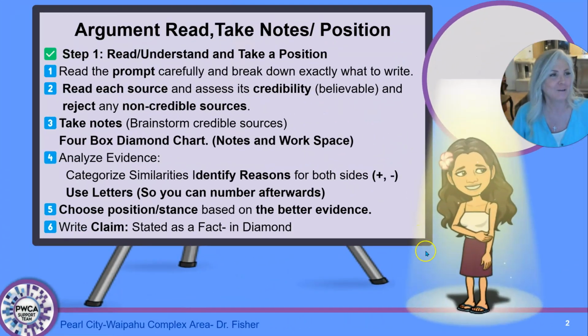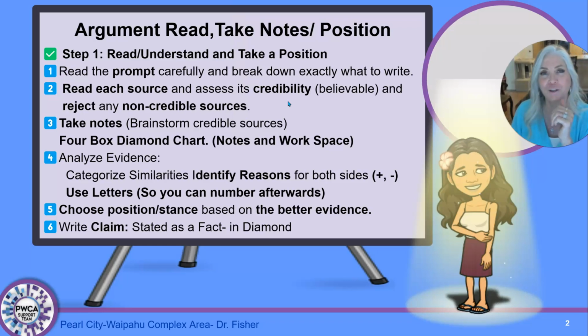All right, so argumentative writing is one of my favorite ways to write, and my students absolutely loved argumentative writing, and they asked me to share some things with you. So the first thing we want to do is to read the prompt carefully and break down exactly what to write. My students recommended that you read each source and assess its credibility, so that you're not wasting time on sources that are not credible.